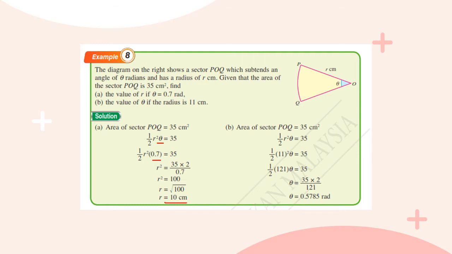And for question B, you need to find the value of theta when you are given the radius. Using the same formula, 1 over 2 times r squared times theta equals 35. Substitute the value of the radius, which is 11, and you will get the answer for the angle in radians.